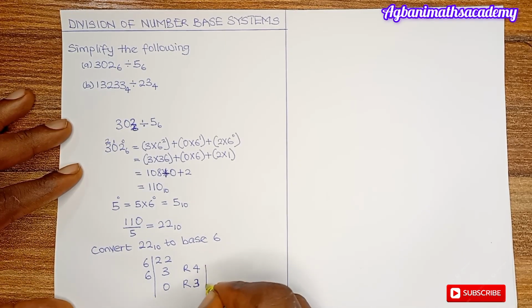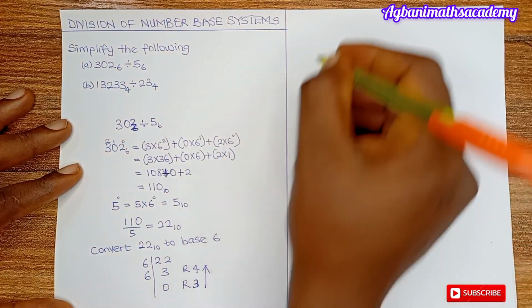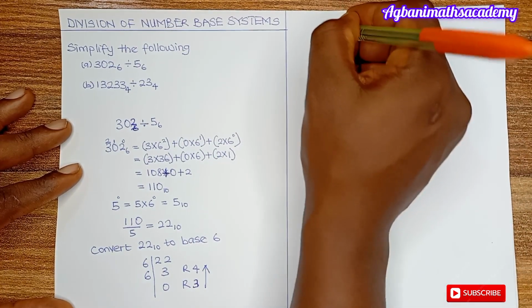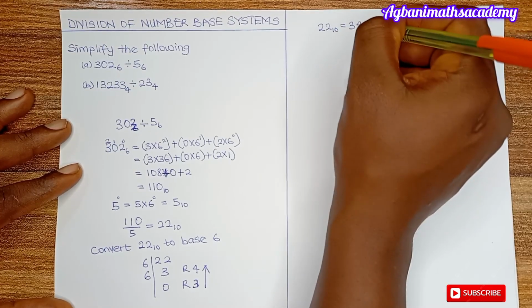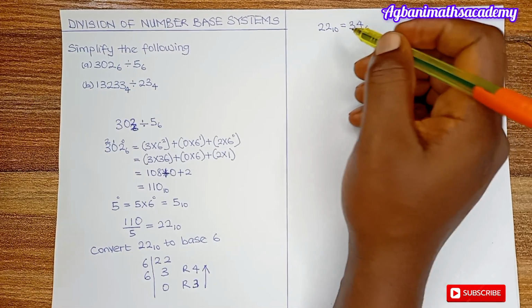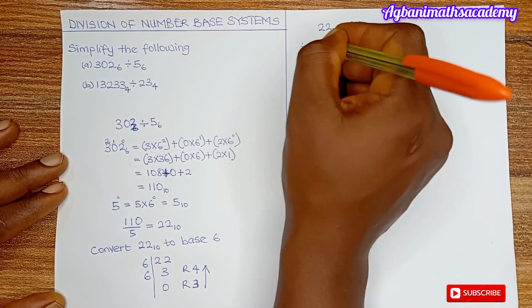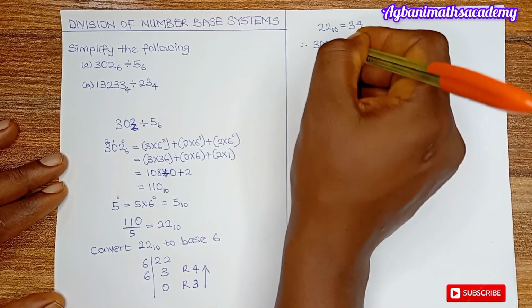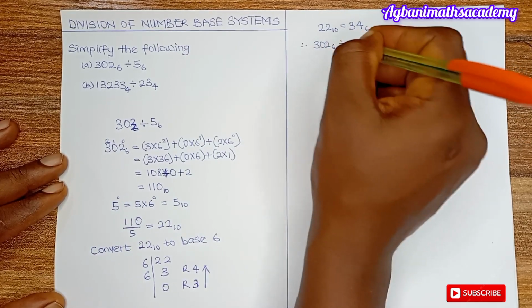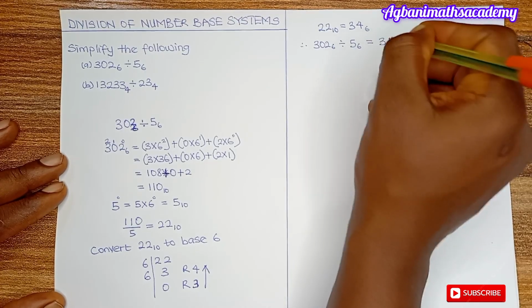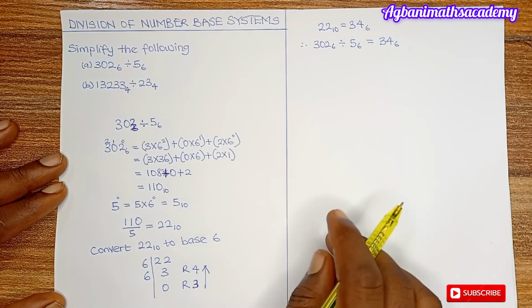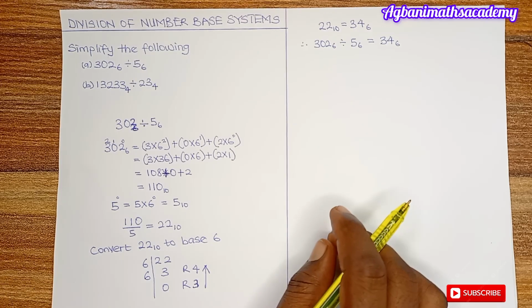So this will mean 22 base 10 is equal to 34 base 6. This means, therefore, 302 base 6 divided by 5 base 6 is equal to 34 base 6. So that becomes the answer to that question.